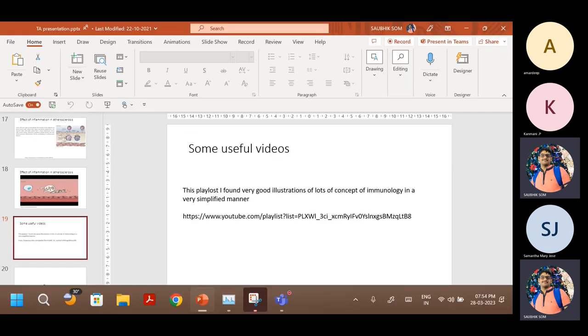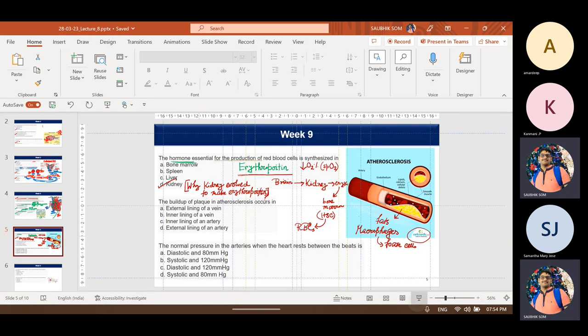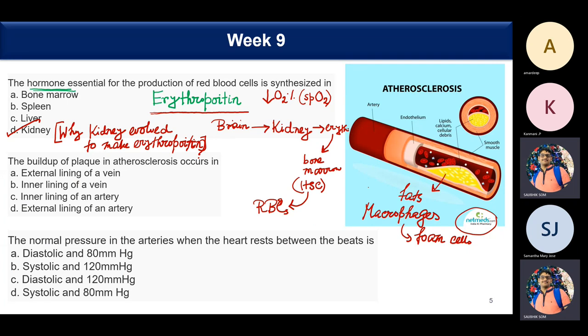So this was one of the videos that's showing atherosclerosis. I just wanted to share this. I'll add this slide to the class also. So the buildup of plaque in atherosclerosis occurs in which location: the external lining of a vein, the inner lining of a vein, the inner lining of the artery, or the external lining of an artery? Which will be the correct option? So this is the inner part of the artery, correct? So it's the inner lining of the artery.